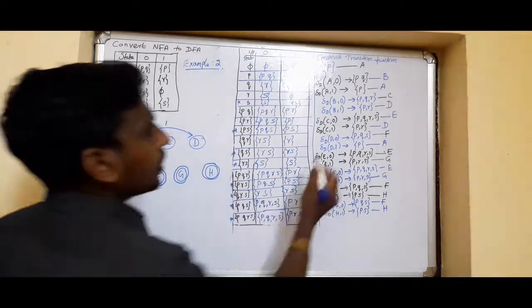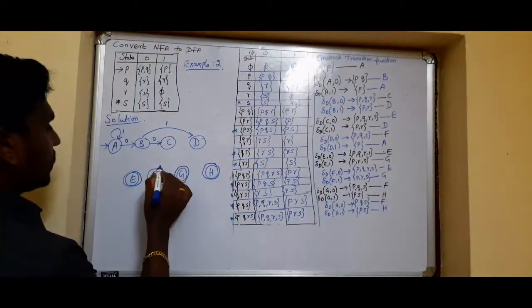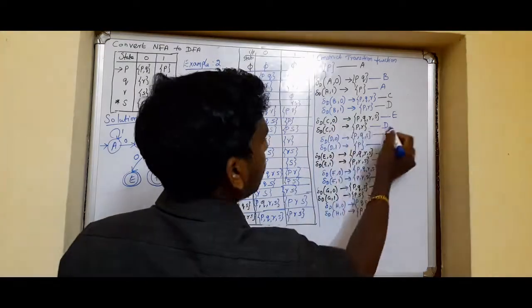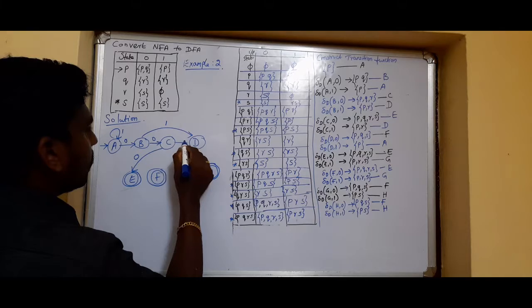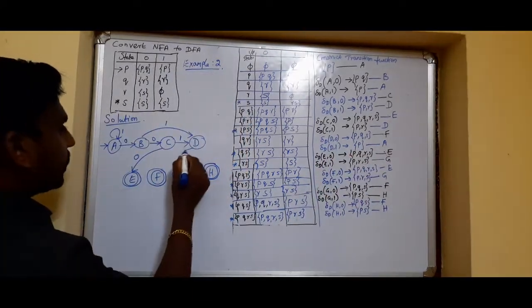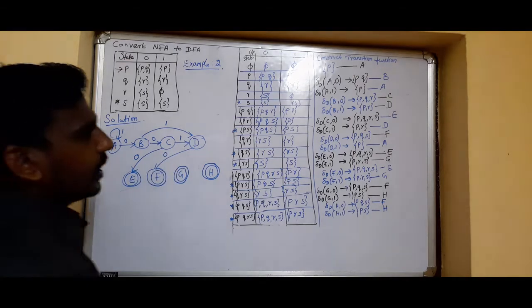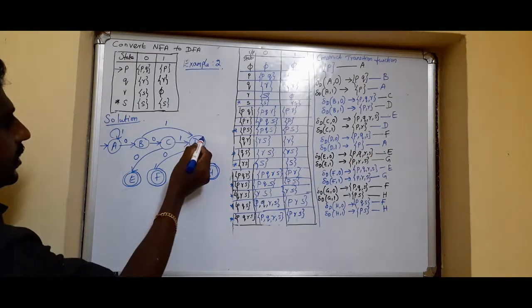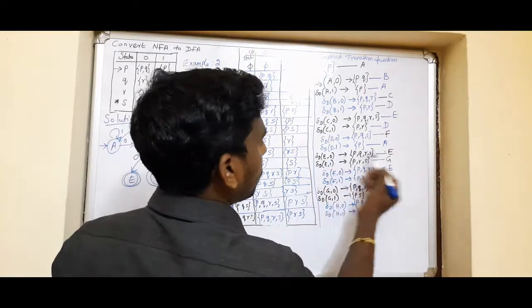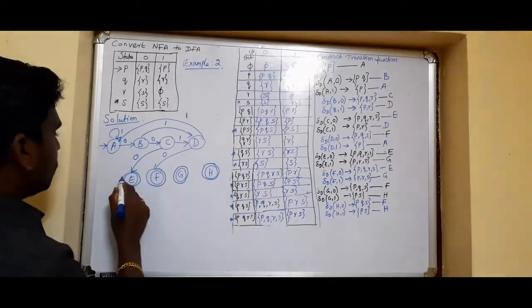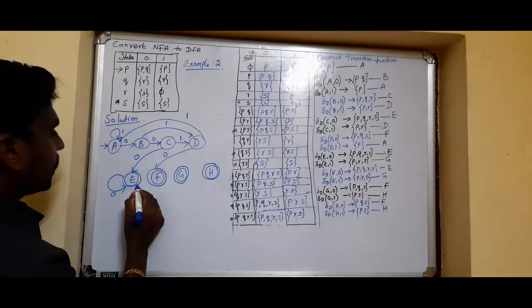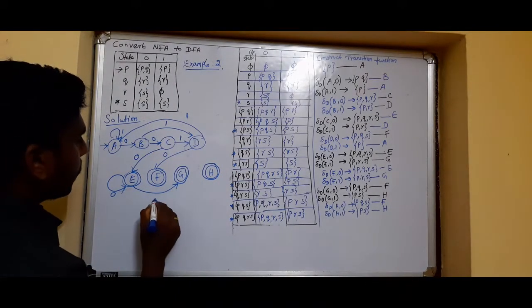Here it is 1. And C comma 0 goes to E. So 0. And C comma 1 goes to D. And D comma 0 goes to F. And D comma 1 goes to A. And E comma 0 goes to E. E comma 1 goes to G.